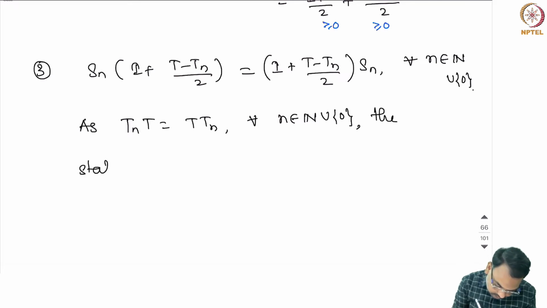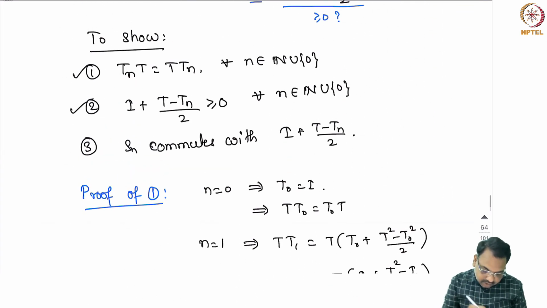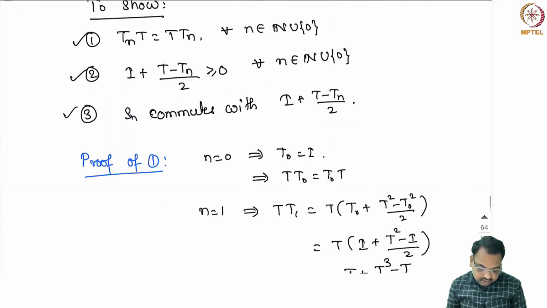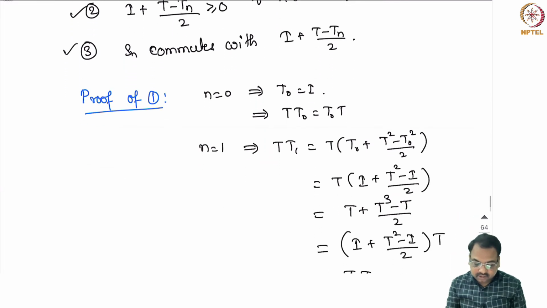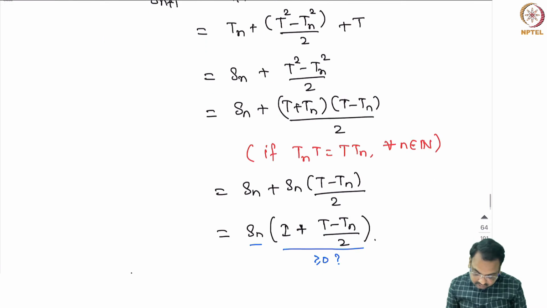The statement 3 holds true. Okay, so this completes the proof of the third statement. So we have shown that T commutes with Tn for every n in N union 0. I plus (T minus Tn)/2 is positive and Sn commutes with I plus (T minus Tn)/2. And we have written Sn plus 1 is nothing but Sn into I plus (T minus Tn)/2.